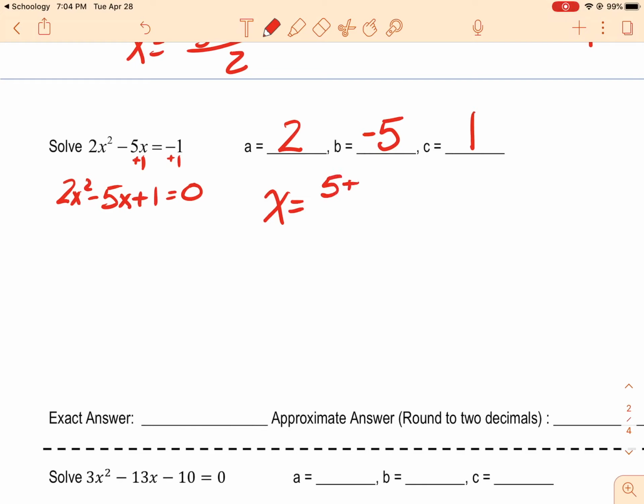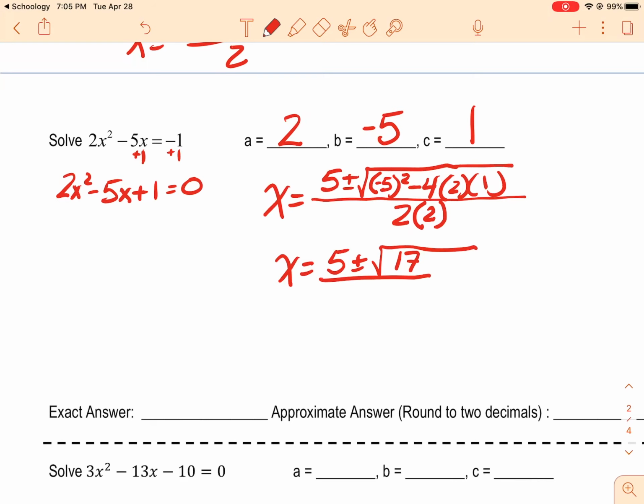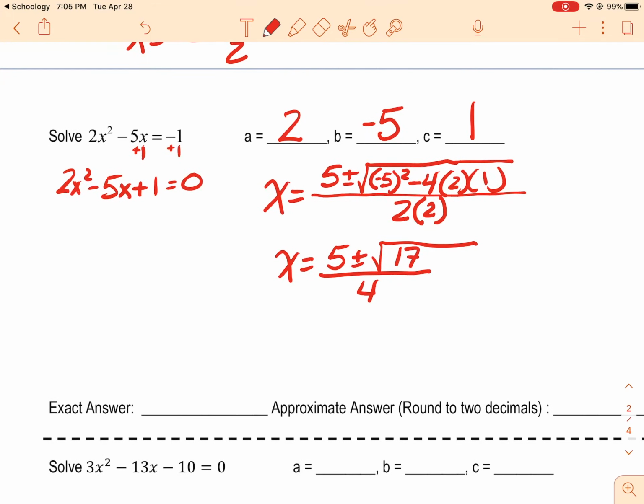Opposite of b, so the opposite of -5 is 5, plus and minus the square root, b squared, so -5 squared, minus 4 times a times c. Oops, and that c is a 1. All over 2 times a, and my a was 2. So when I start to simplify, I'm getting 5 plus or minus 25 minus 8, which is 17, all over 4.